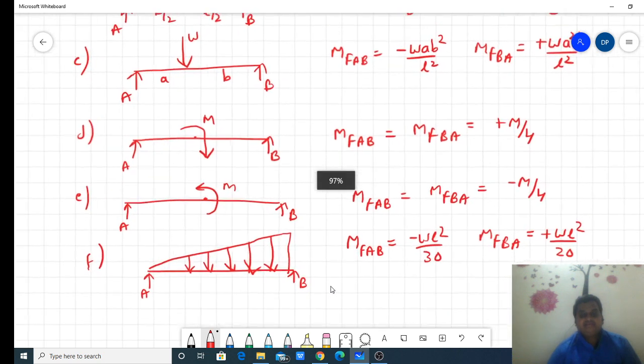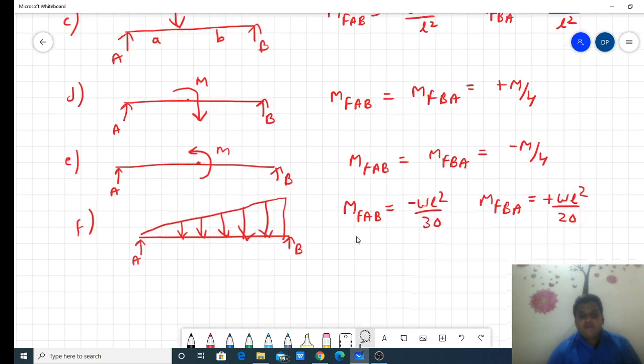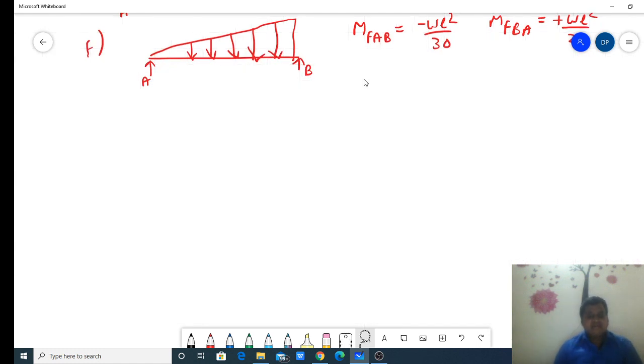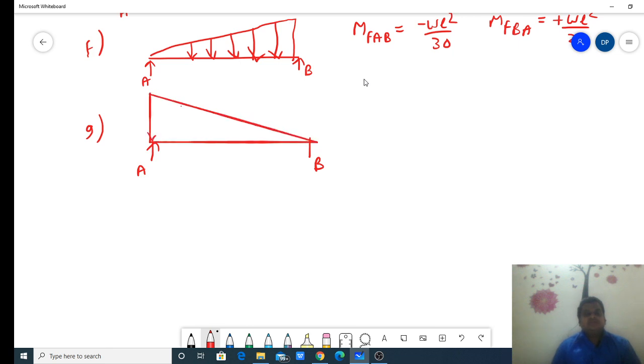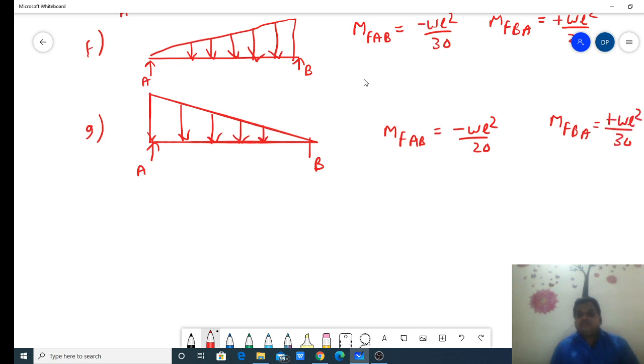And the next thing is the triangular load with height to the left side. For that case the formula will just change. This is once again A, this is once again B, and if I am drawing the triangle like this, then my MFAB will be minus WL squared upon 20, and MFBA will be plus WL squared upon 30, right?